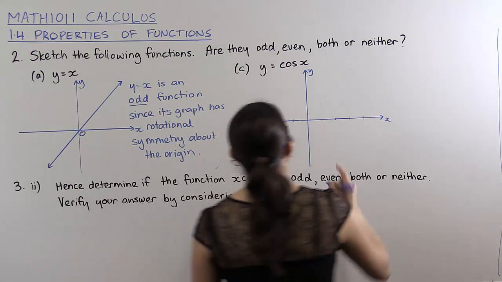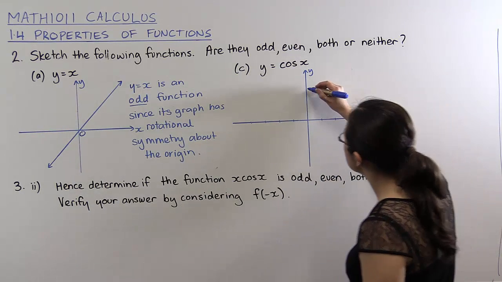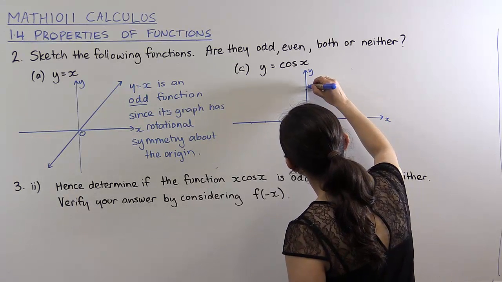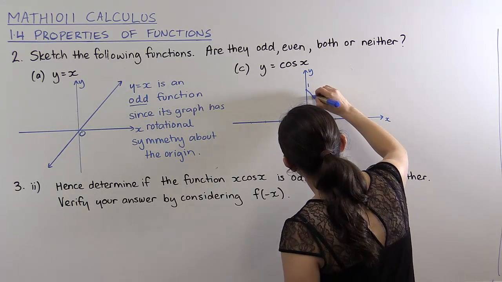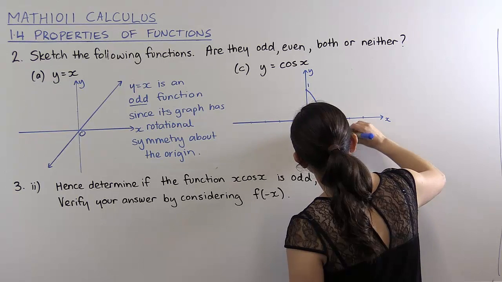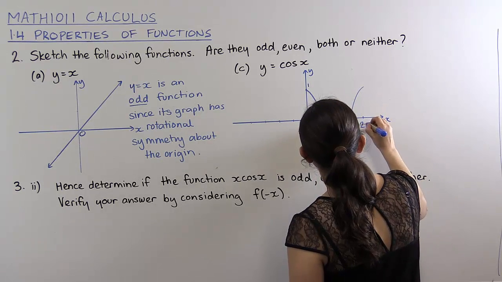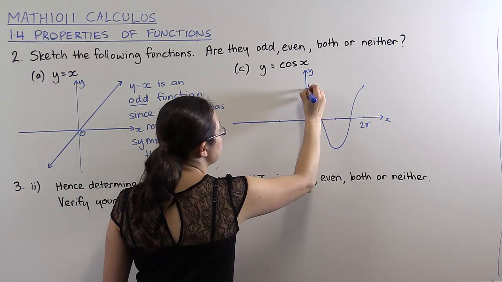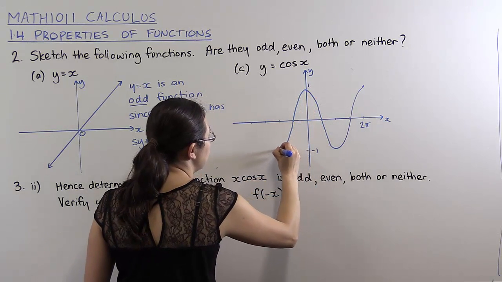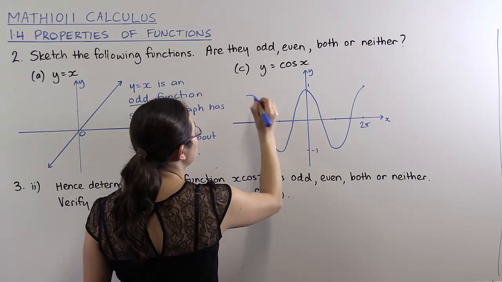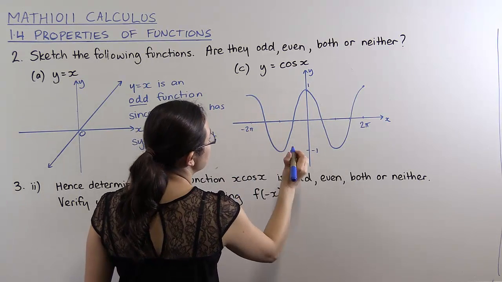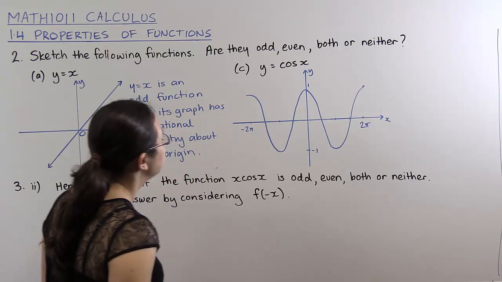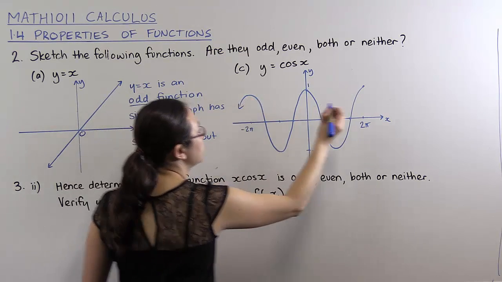Over here we want to sketch y equals cos x. Cos of 0 is 1, so it starts at 1 and heads down to minus 1 and then back up to 1 by 2 pi. And it does the same on the other side. So it heads down to minus 1 and then back up to 1 by the time we're at minus 2 pi there. And it keeps going.